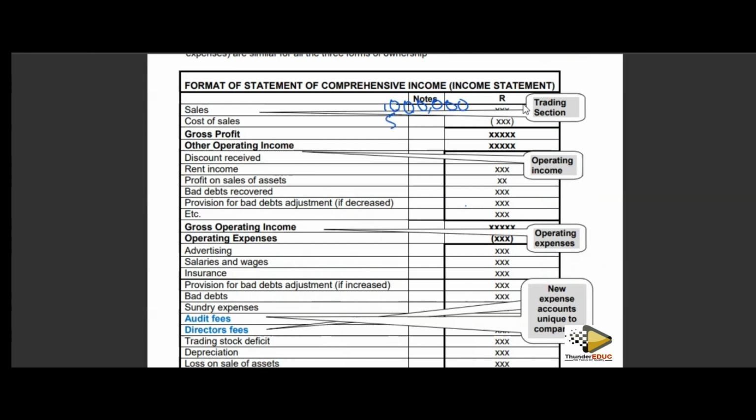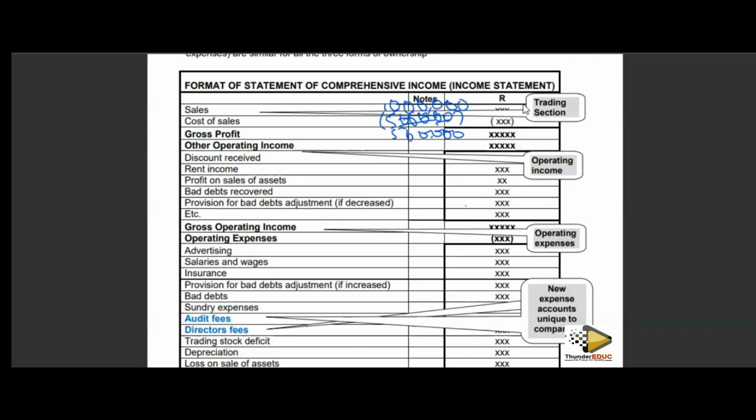Let's say we bought our stock for 500,000, okay? So that's why this figure is in brackets. Brackets in accounting, remember, mean we are subtracting. So after subtracting it, how much is left? We are going to be left with 500,000, okay? That 500,000 will be our gross profit. This minus this, we get our gross profit, which is 500,000. We shall see how we adjust these items as we proceed in the questions.